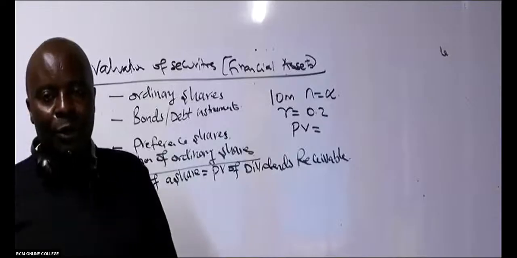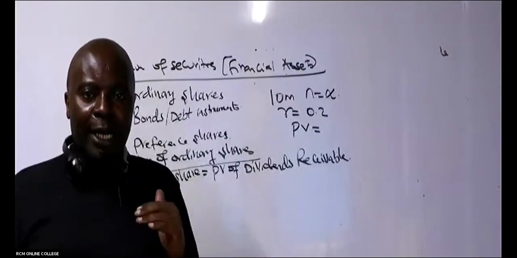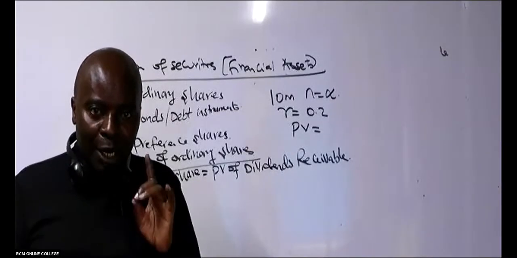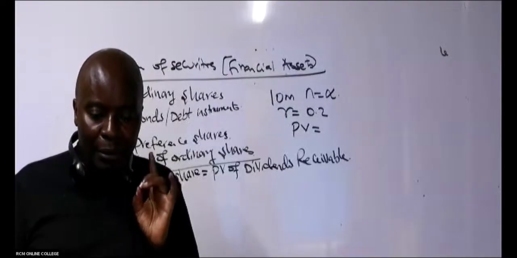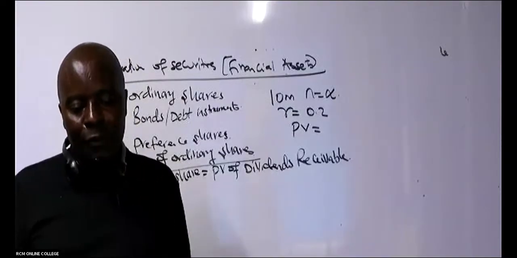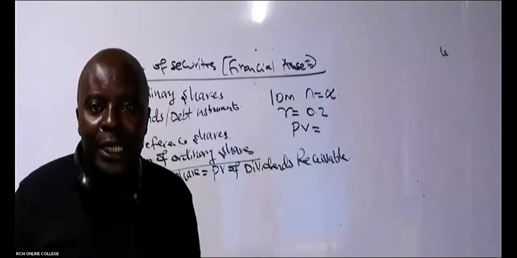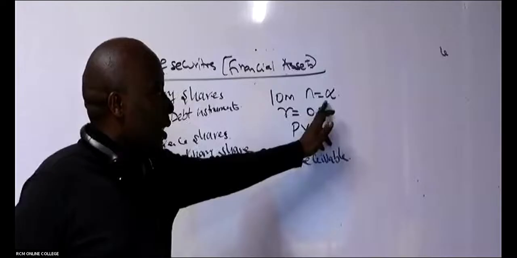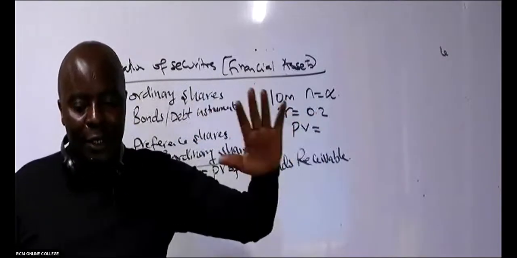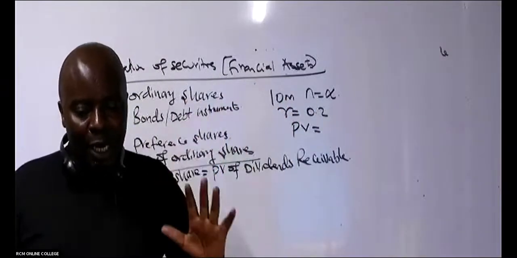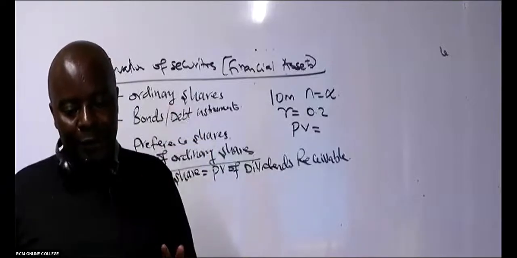So Queen gets somebody who tells her that I shall be giving you 10 million shillings per annum. Then Queen asks, for how long? 2, 3 years? No. Indefinitely. Infinity. This means infinity. No end in sight.